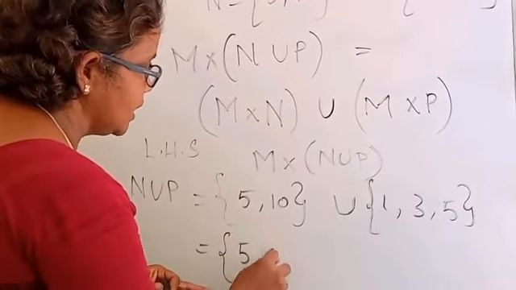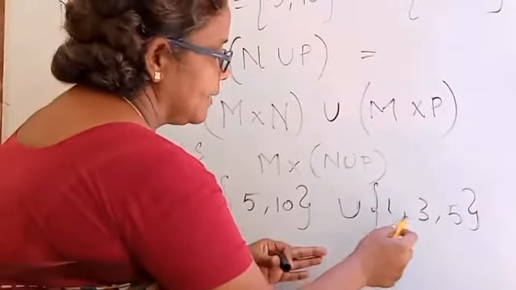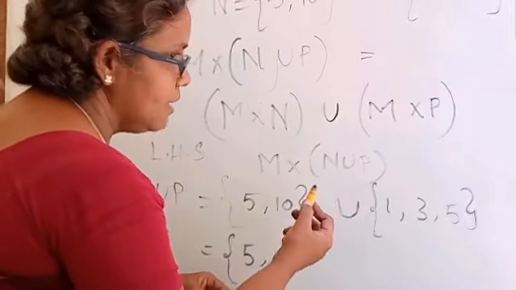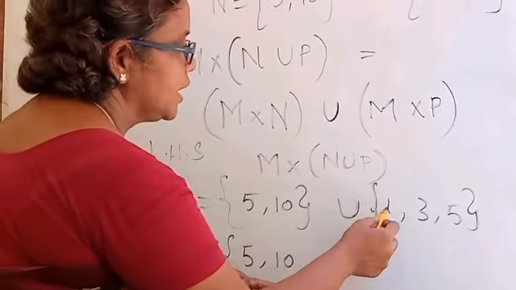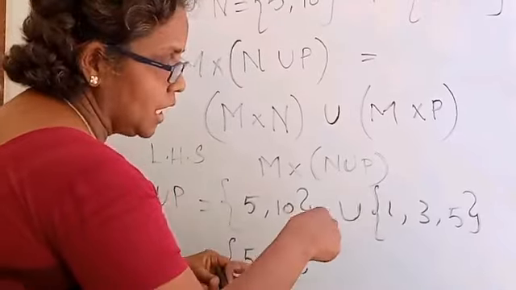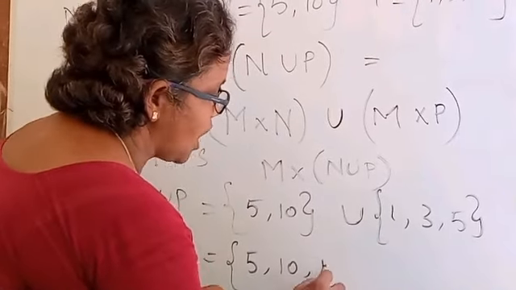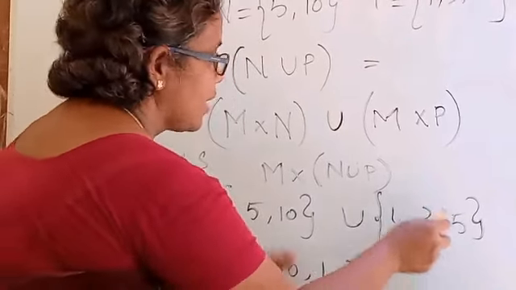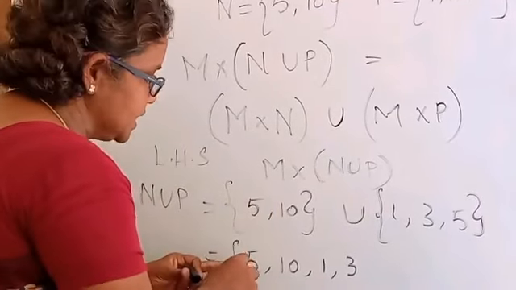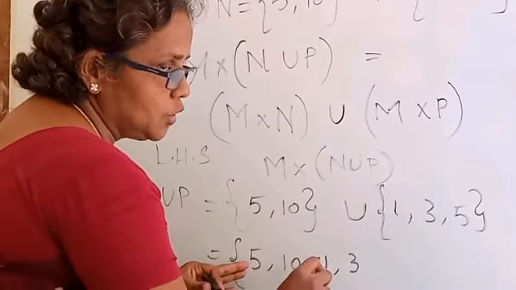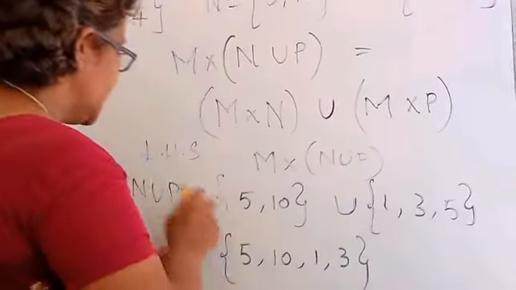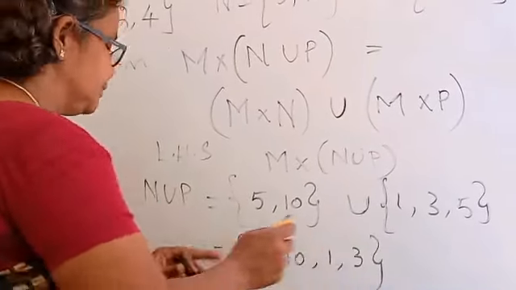So it is 5, 10 and then followed by the elements in set P. What are the elements? It should not reoccur. So what are the elements? It is 1, 3, 5 is present, already present in the set, and therefore we do not write it once again. So this is N union P.